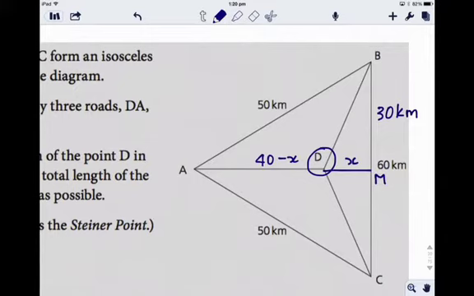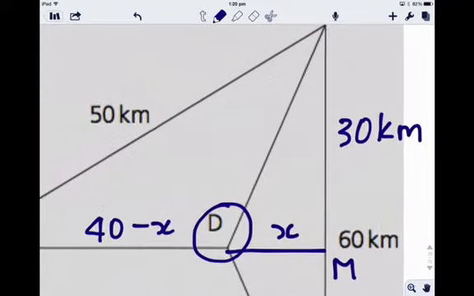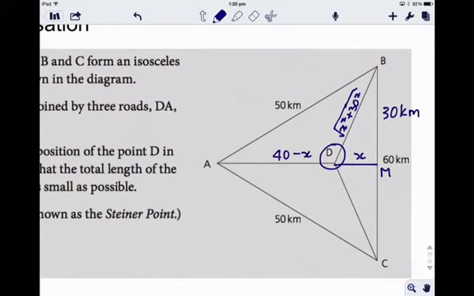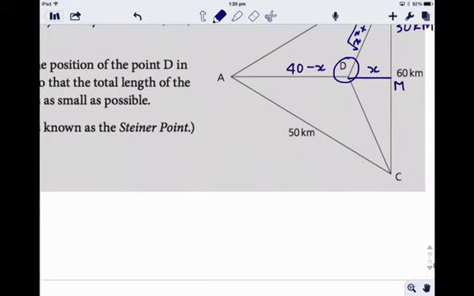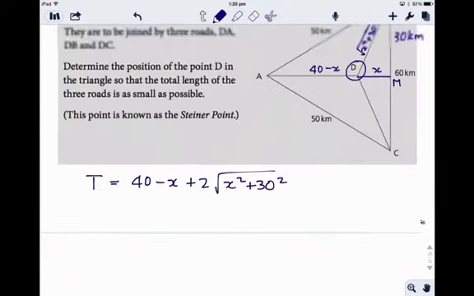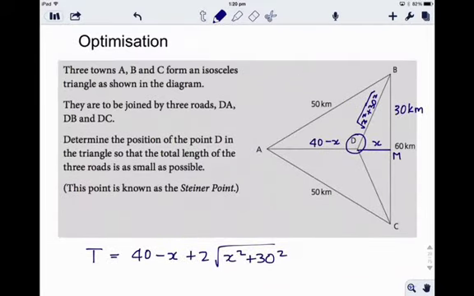That's nice. Now we want an expression for the length from D to B. Bit of Pythagoras will tell you that this is the square root of x squared plus 30 squared. Similarly, D to C will also be the same length. So where does that leave us? The total distance of those three roads is 40 minus x plus 2 lots of root x squared plus 30 squared. Okay, hopefully you can see from the diagram how I worked all that out.